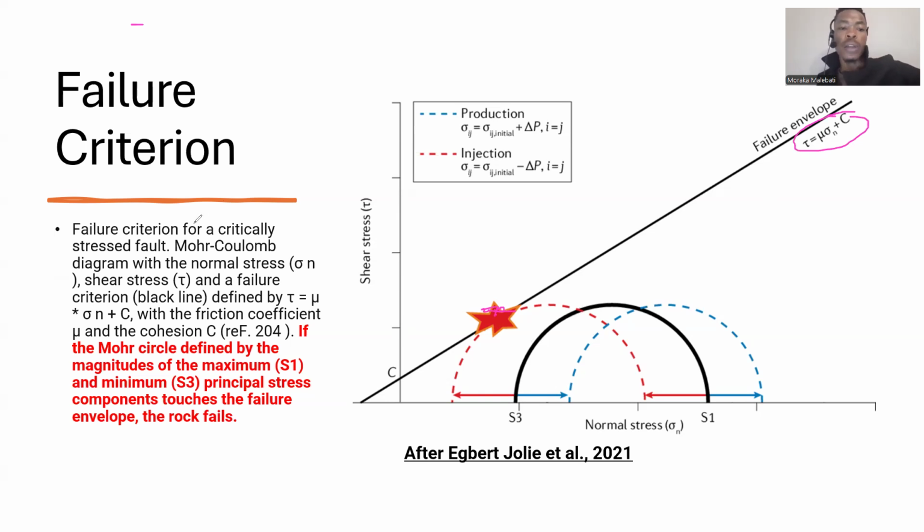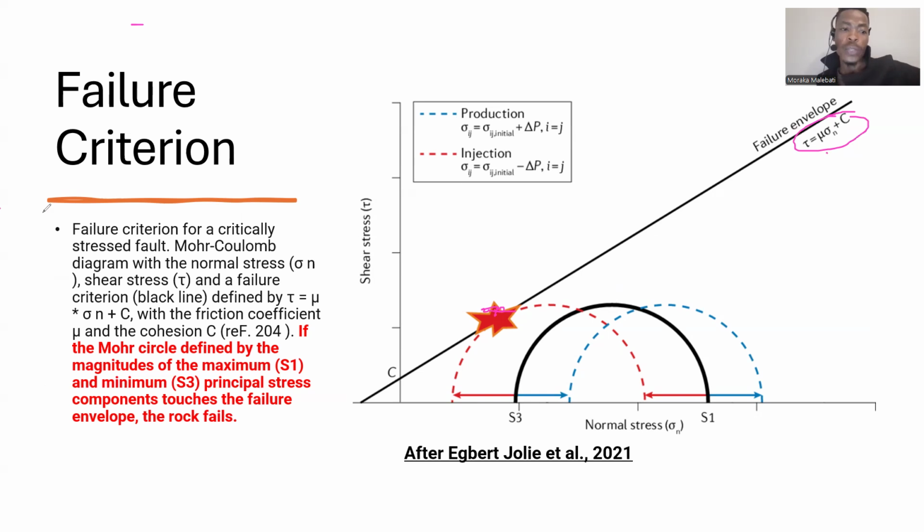So this is the failure criterion for a critically stressed fault. It is a Mohr-Coulomb diagram with the normal stress on your x-axis and shear stress on your y-axis, and a failure criterion, which is this black line, defined by this equation with the friction coefficient and the cohesion. So basically, that is about the Mohr.